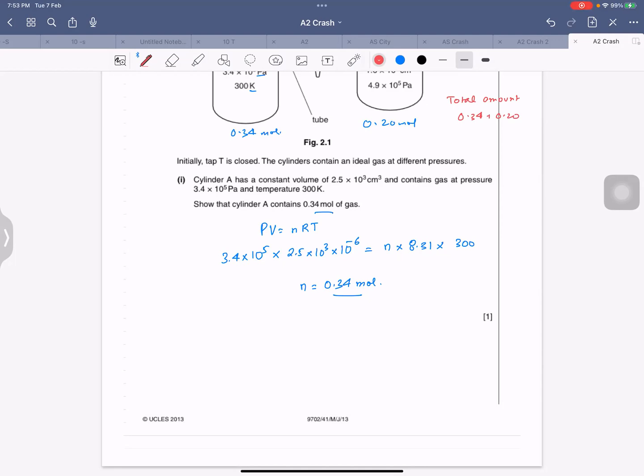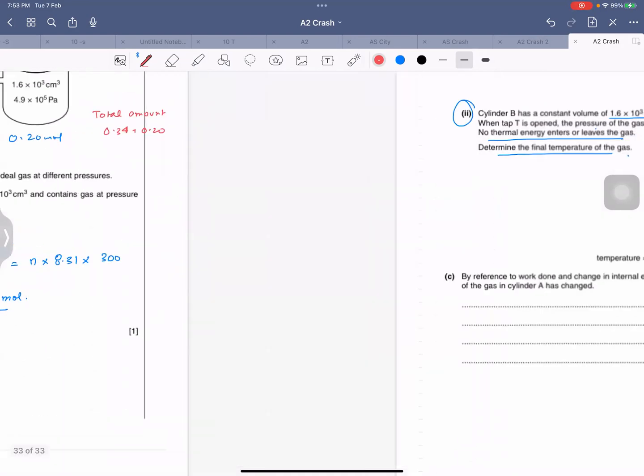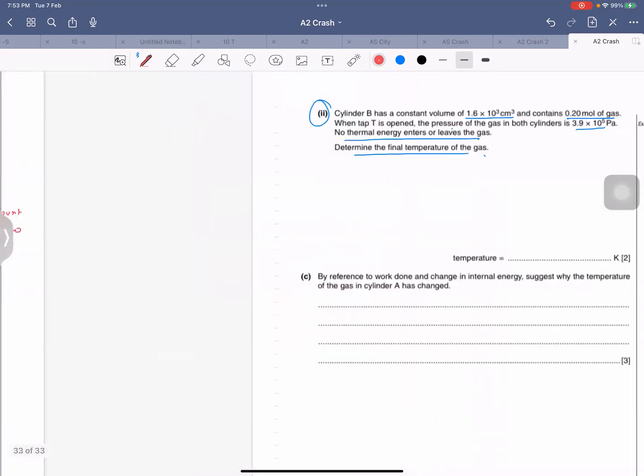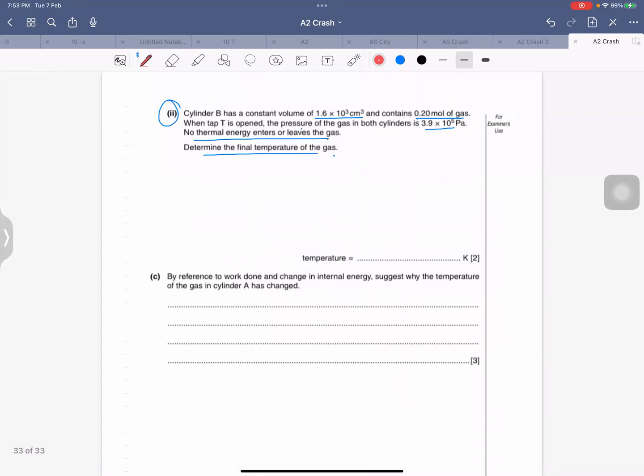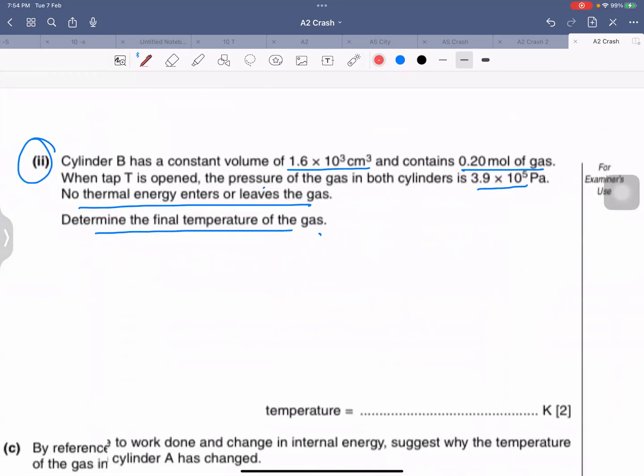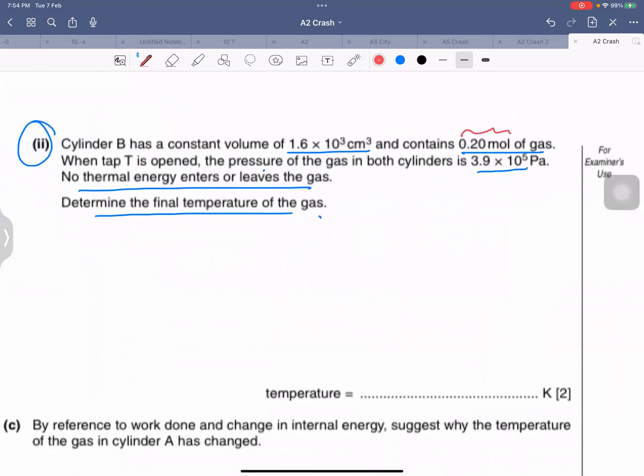Why 0.20? Because it says in B, it has this many moles. Okay. So then what would be the total moles? Let's go back. It was, I think, 0.34 plus 0.2. Total moles. Yes. It should be, I think, 0.54. What do you say? Yes.